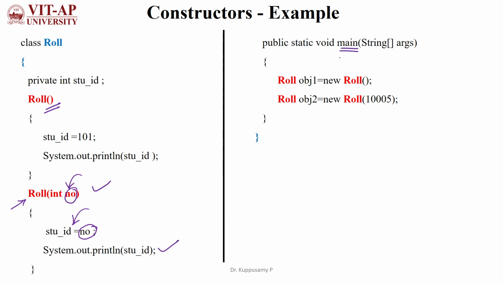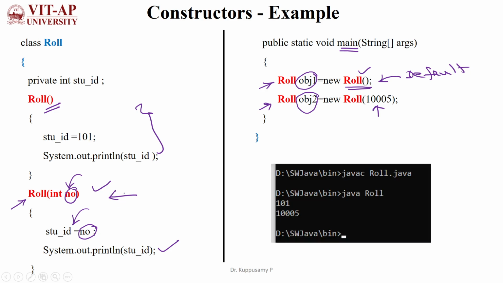In the main method, we are initializing the object, and we use the constructor role, which automatically invokes the constructor. This is the default constructor, and the next one is obj2, which initializes another object with a constructor that has the argument 10,005. So when it initializes the first object, this constructor will be invoked, and when you initialize obj2, the second constructor with the argument will be invoked.